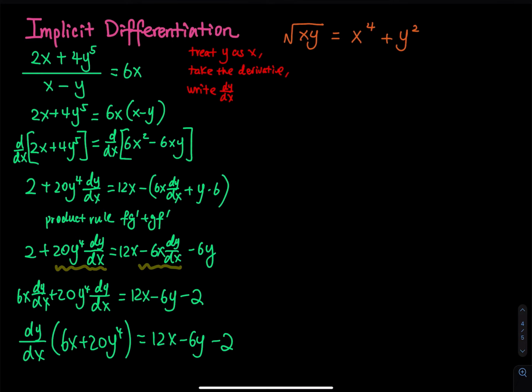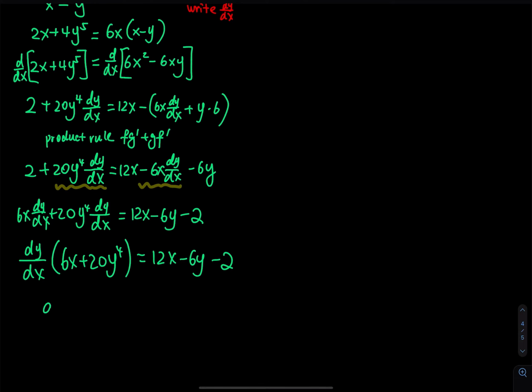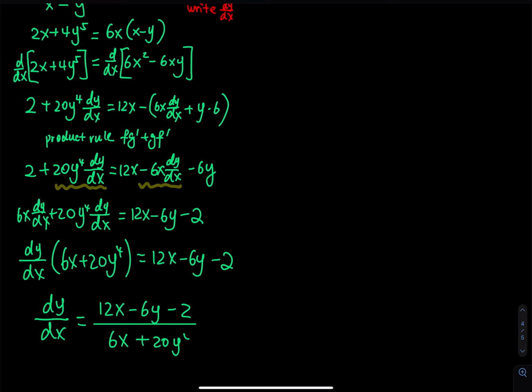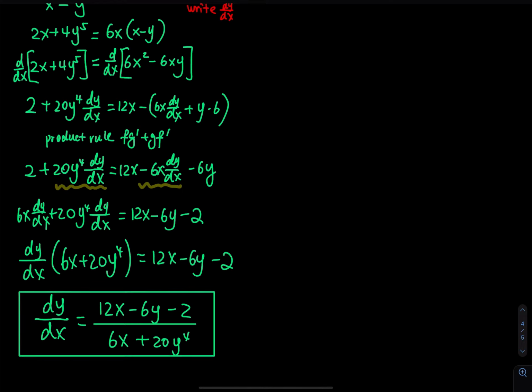And then now we divide by the parenthesis on both sides. So at the end of the day, our final answer is the right hand side divided by the parenthesis, which is 2 plus 6x plus 20y to the fourth power. And then we box that as the final answer. Alright then, this is the end of the first problem. Let's move on to the next one.